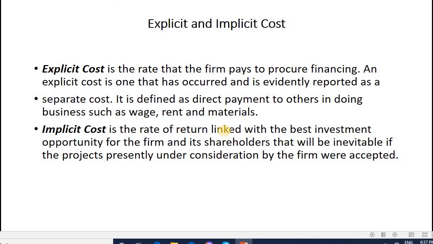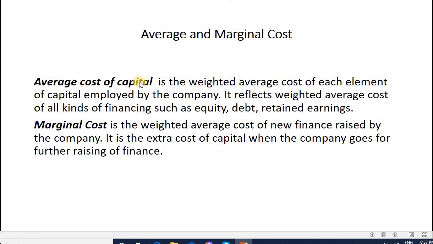We call that implicit cost. Next is average and marginal cost.